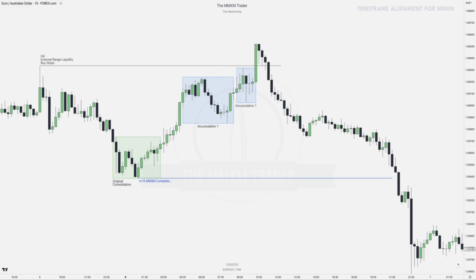It is all fractal. So 4-hour PD array above an old high, external range liquidity. Original consolidation down here. We're leaving some low resistance liquidity, right? So we know sell stops are resting below here, and that draw on liquidity was way lower, right? The daily or that 4-hour fair value gap in discount. We had accumulation phase 1 happening over here, accumulation phase 2, and then eventually smart money reversal above buy stops, right? Order pairing again, continuing down lower, lower, lower, completing this market maker sell model on a 15-minute time frame.